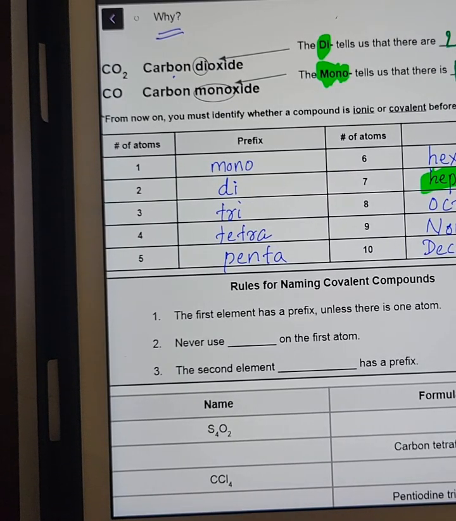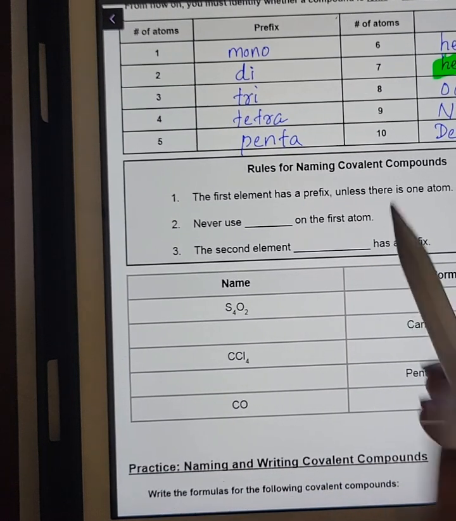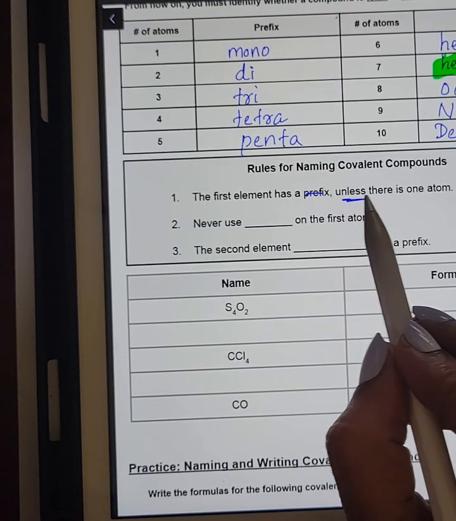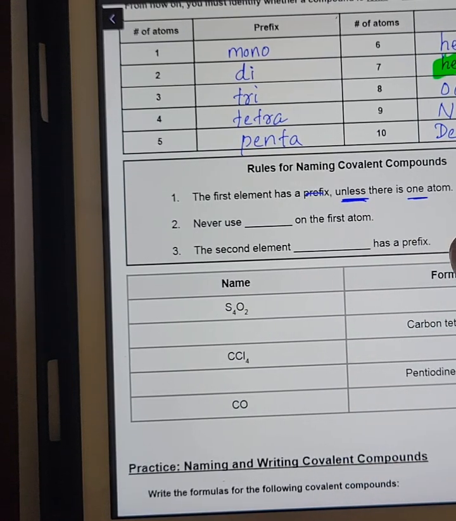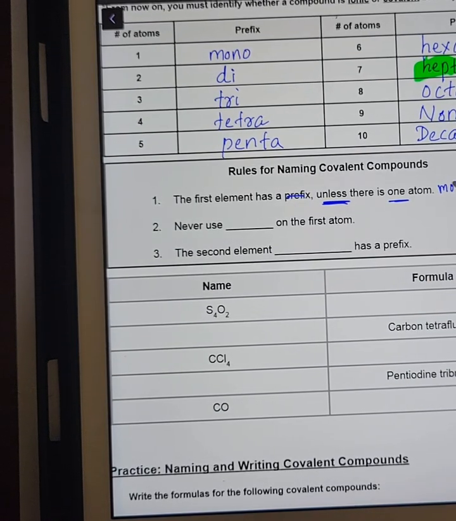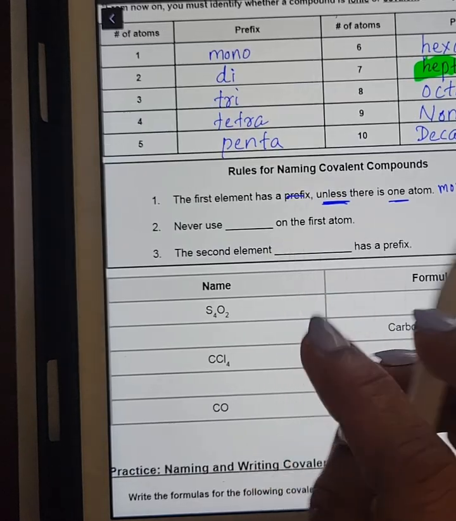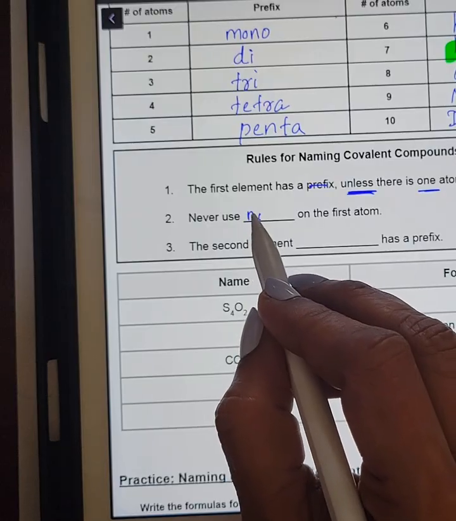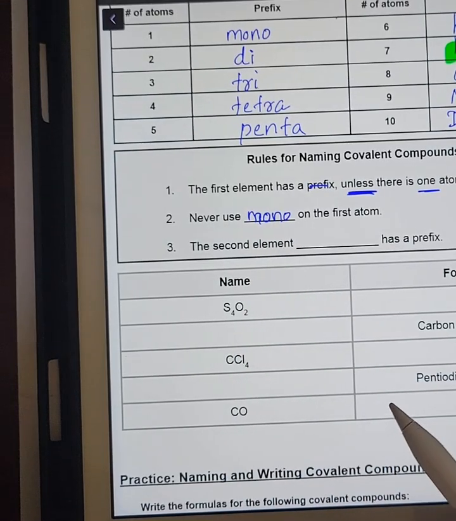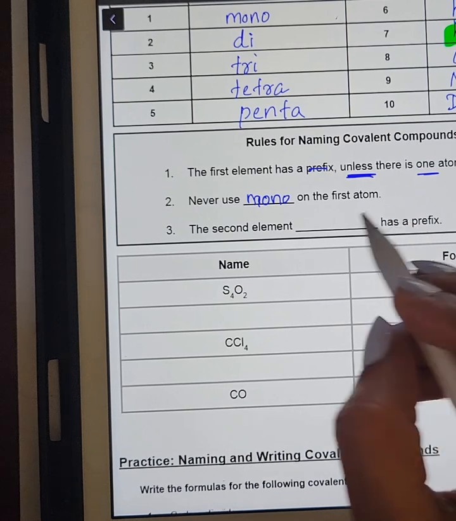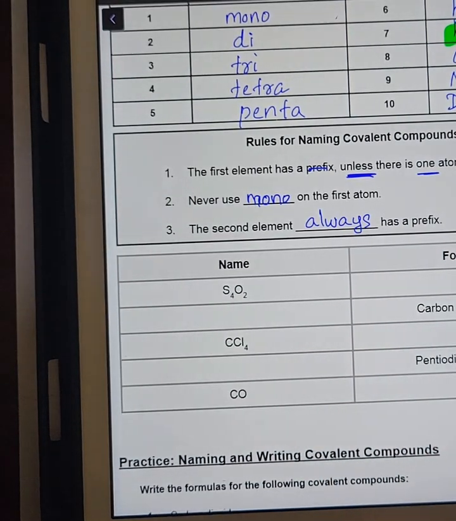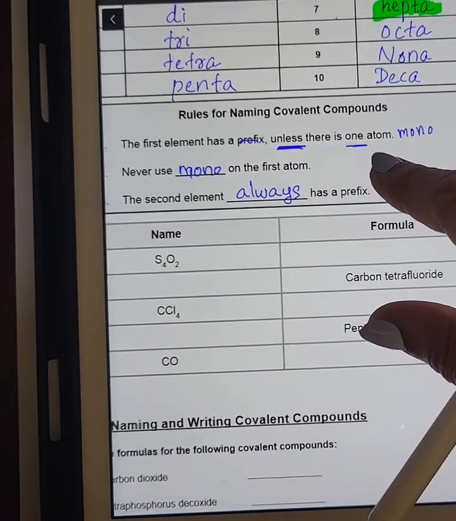Let's go ahead and start the naming. So, the first element has a prefix unless it is 1. We will never use mono to start the name. Never use mono on the first atom. The second element always has a prefix, even if it is mono too. Okay, let's go ahead and do this.